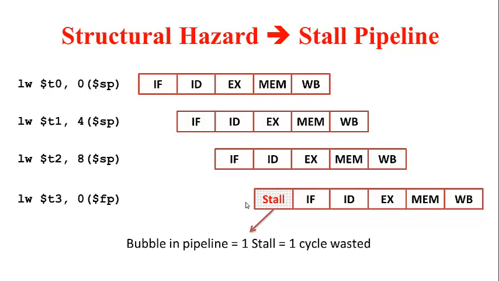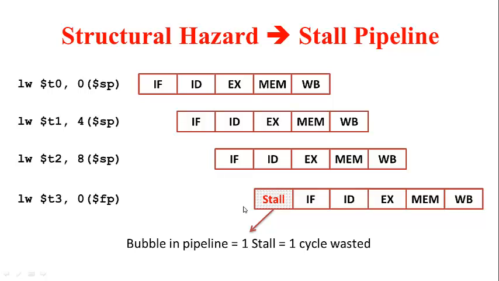We are going to resolve this situation by introducing a stall in the pipeline. That is, the fourth instruction is going to wait until this hardware unit, the memory hardware unit, becomes free and then only enter the pipeline by entering the first stage. If we do this, we see that one cycle is wasted due to this stall. This is also known as a bubble in the pipeline.